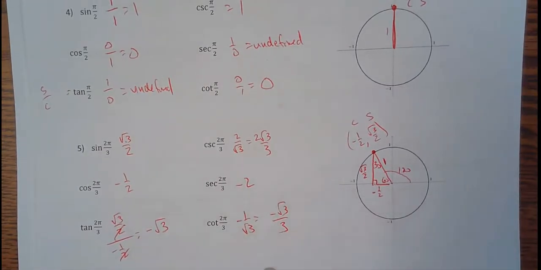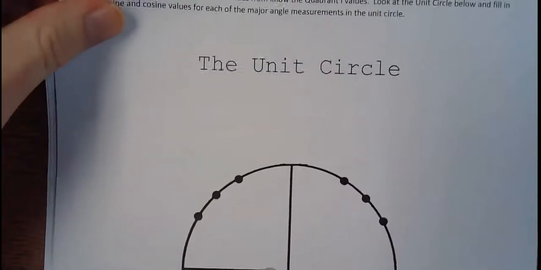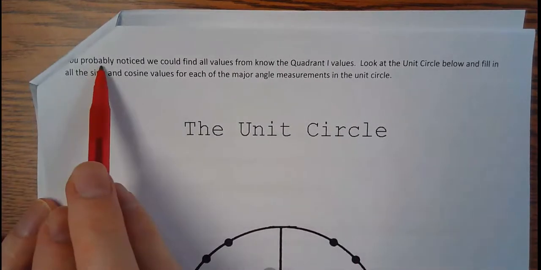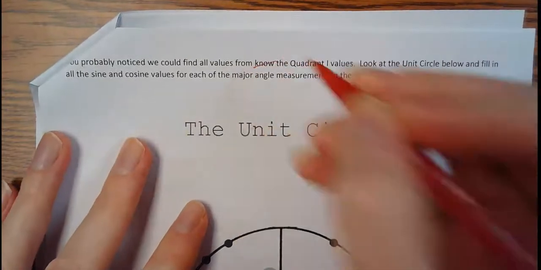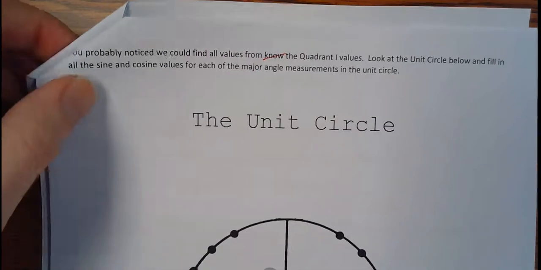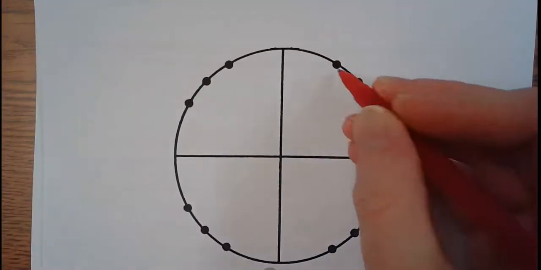Okay? So now we kind of want to get you to use this tool called the unit circle, using the ideas we just went through. We just did several examples, and hopefully we're starting to think about the coordinates and the idea that the first one is the cosine, the second one is the sine. So you probably noticed that we could find all values from the quadrant 1 values. Maybe you didn't notice that, but we'll show you that here in a second. So look at the unit circle below and fill in all the sine and cosine values for these major angles that we marked off.